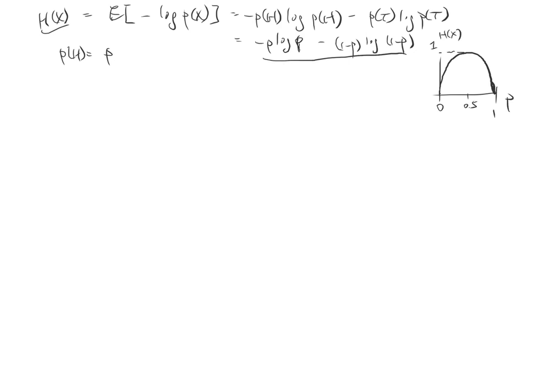And when p is equal to 0 or 1, then Hx is equal to 0. I guess this also makes sense, right? When p is either 0 or 1, that becomes deterministic. If p is equal to 1, I'm always getting a head, so there will be essentially no information. The other way is the same: if p is equal to 0, then I will always get a tail, and again there will be no information.